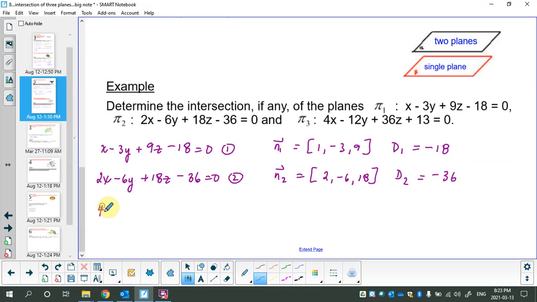Third one, 4x minus 12y plus 36z plus 13 is equal to 0. And I can see times 4, times 4, times 4.